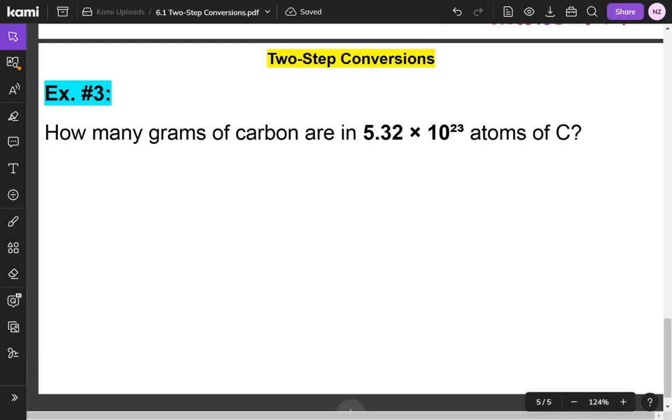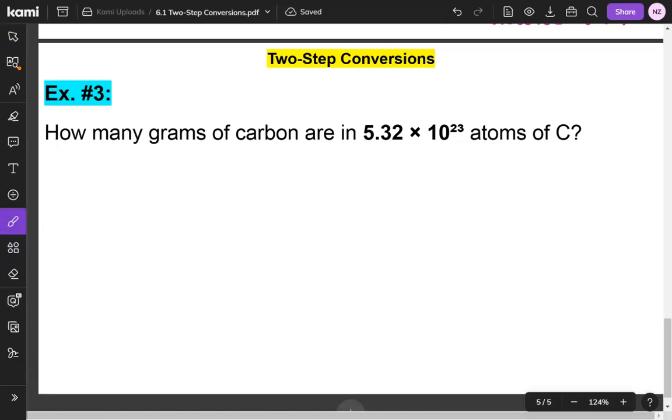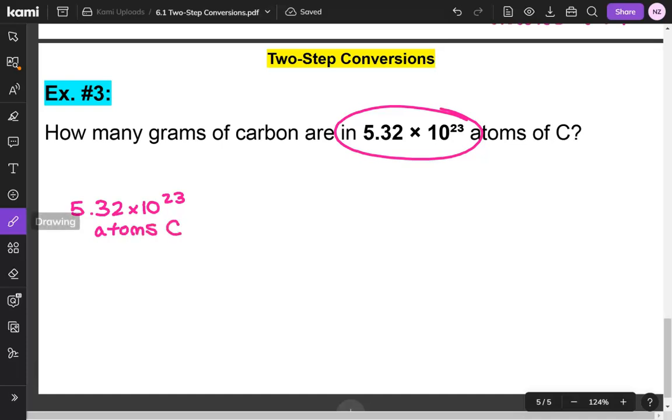All right, so I'm going to assume that you've tried this problem on your own, or you're just going to keep letting the video play. YOLO. All right, so let's go through this. We start with our given. So 5.32 times 10 to the 23rd atoms of carbon. We're going to grams. We don't have a direct way to go from atoms to grams, so we have to convert to moles first. So I'm going to need 2 steps here.